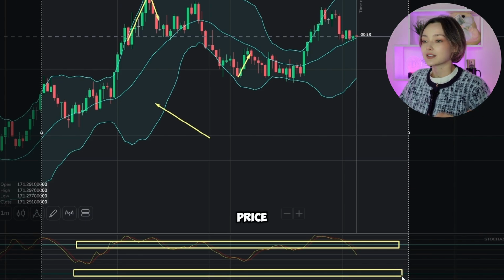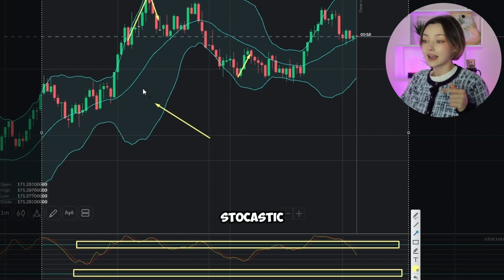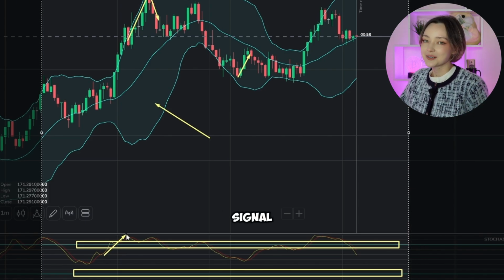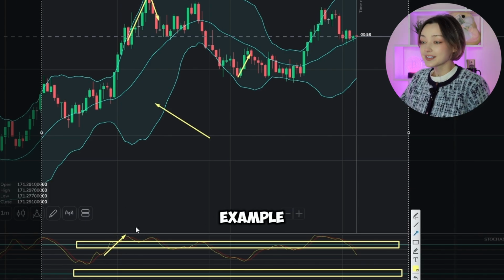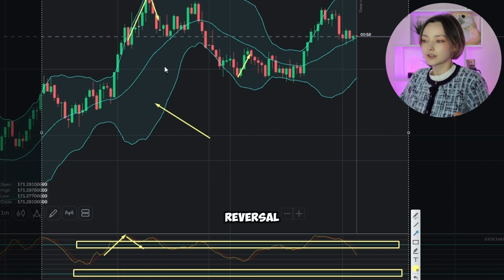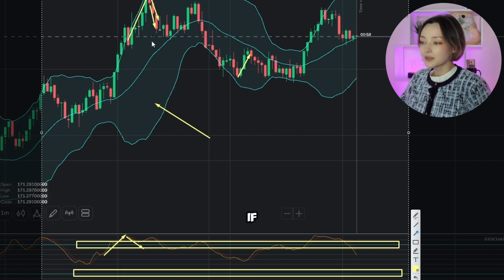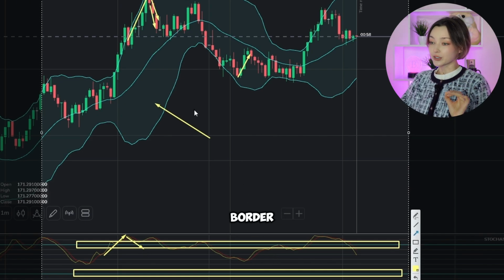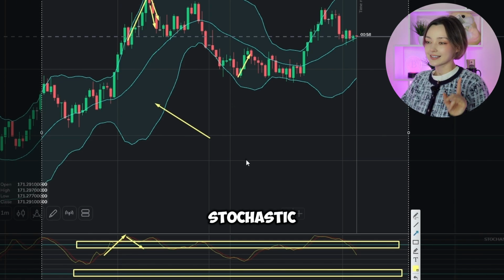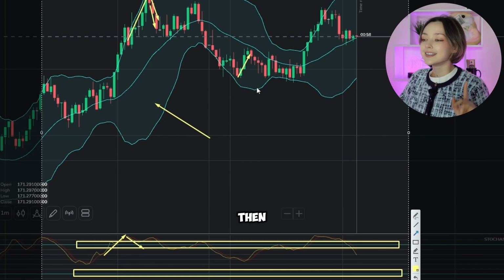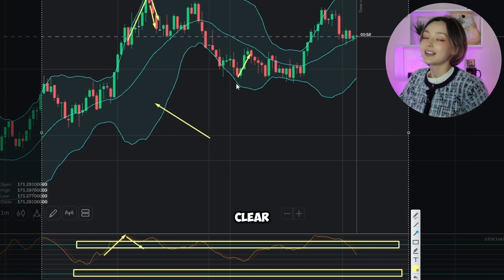If we see that the price is at the upper border and the stochastic indicator is in the overbought area, then that's a good signal to place a trade downwards. For example, assuming a reversal from this level. If the price is close to the lower border of our indicator and the stochastic is oversold, that is a good signal to place a trade upwards. I hope everything's clear so far, guys.